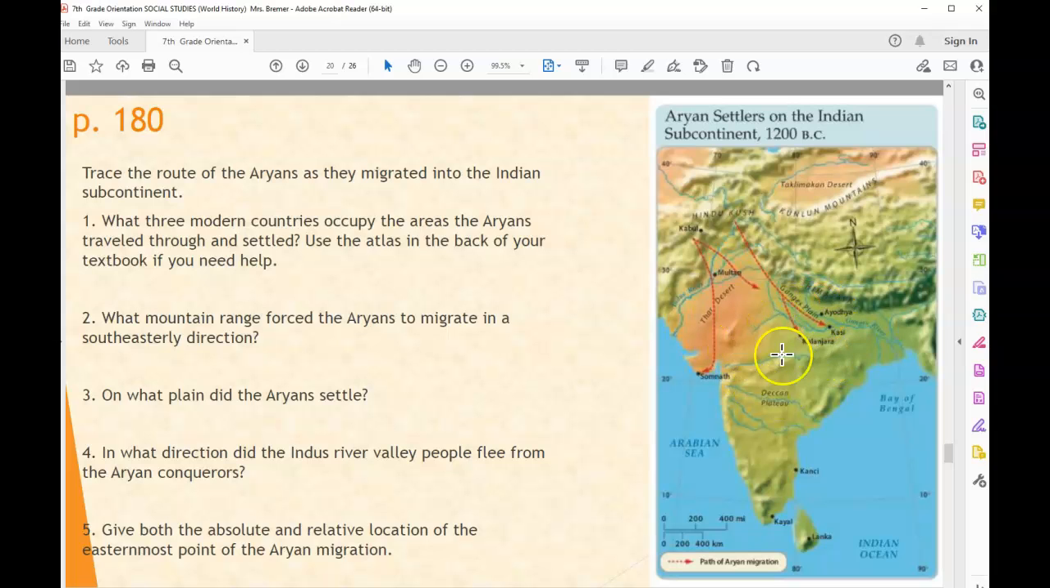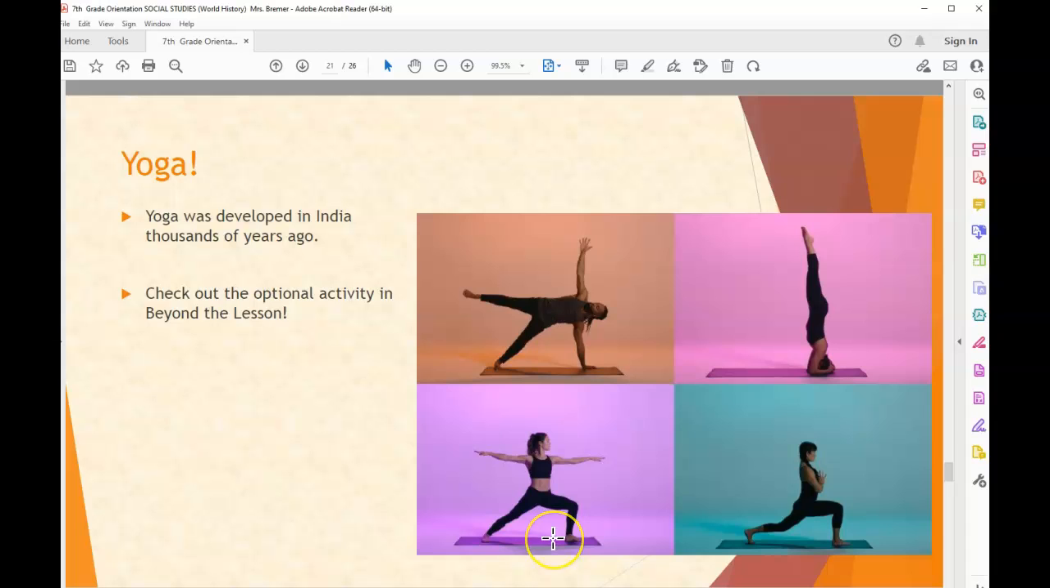That's where they ended up, the easternmost point. Where did they migrate? Over here. Where would you say that is in relation to some other things? All right, so that's in the Nearpod activity.